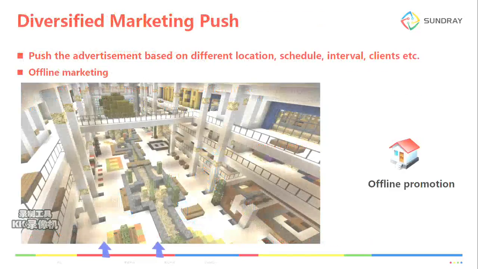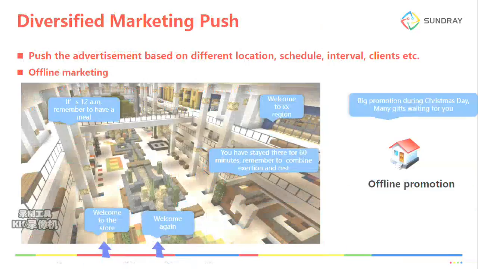Also, here is a small case about the diversified marketing push policy. For example, you and your friend are walking into the shopping mall. You are the first time, but your friend is the second time. So the controller can sense that difference, will send you "welcome to the shopping mall", and send to your friend "welcome back again". So this is pushing based on different clients. But this one only supports SMS and WeChat, because we have to use the instant message to send to the clients.